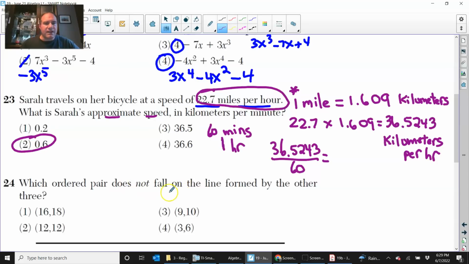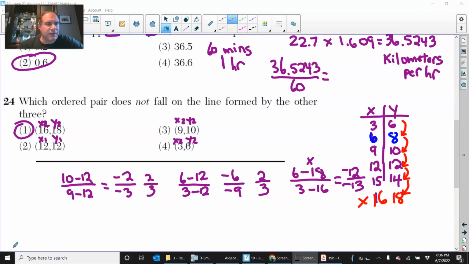Which ordered pair does not fall on the line formed by the other three? So 1 is your answer here. 16, 18 does not fall on the line formed by 12, 12, 9, 10, and 3, 6.